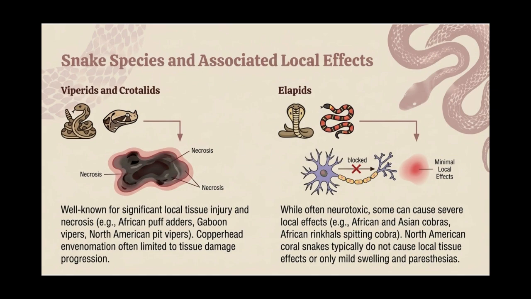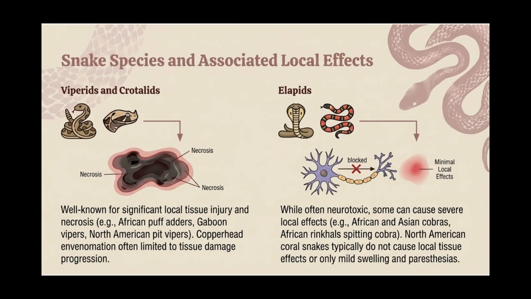North American pygmy rattlesnakes and Massasauga, classified under the genus Sistrurus, tend to cause local effects and necrosis, with hemorrhage being a rare occurrence. Asian green pit vipers, belonging to the genus Trimeresurus, and Asian tree vipers of the genus Tropidolaemus, generally cause local effects. However, necrosis, coagulopathy, and hemorrhage are rarely seen with bites from these species. Elapids are a diverse group of snakes, often associated with neurotoxicity. However, some species can cause severe local effects.